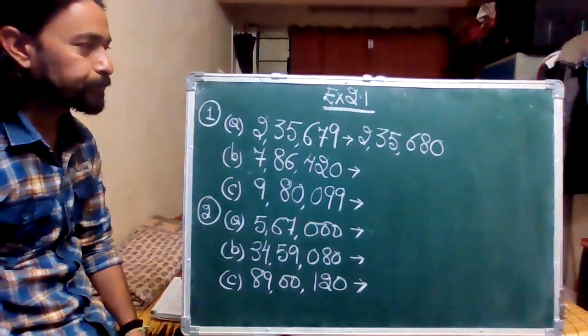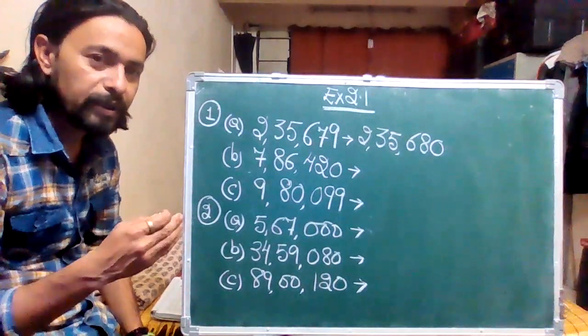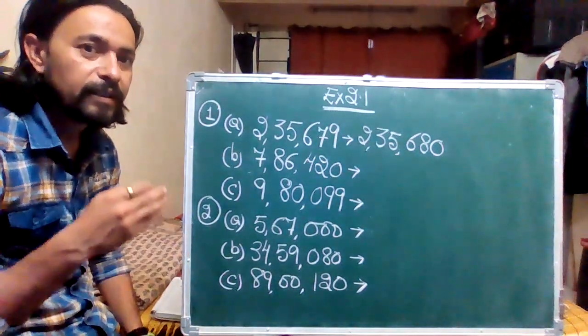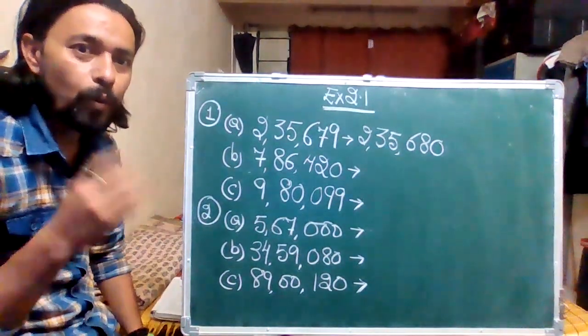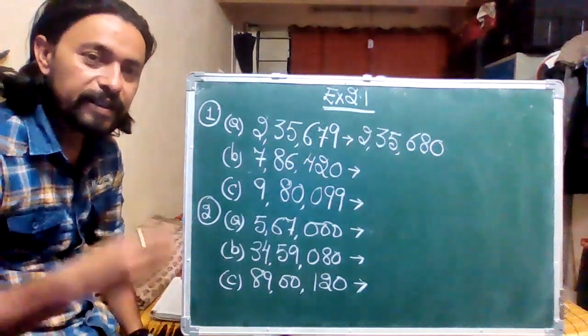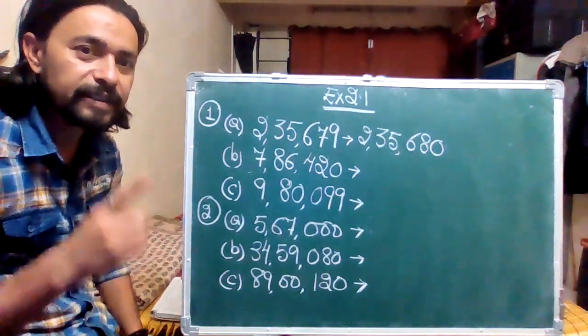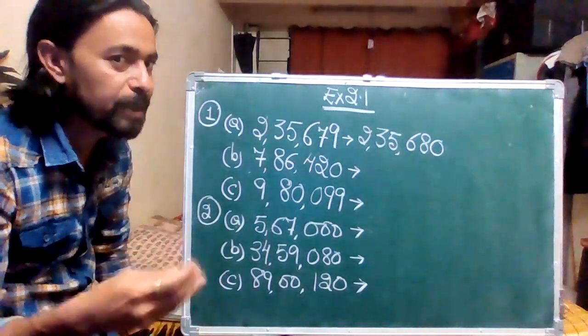And that is the successor of 2,35,679. Remember, the successor of a number is a number that comes immediately after it or is greater than it by 1. That means it increases in value by 1, and so it becomes a successor, the next number coming after it.